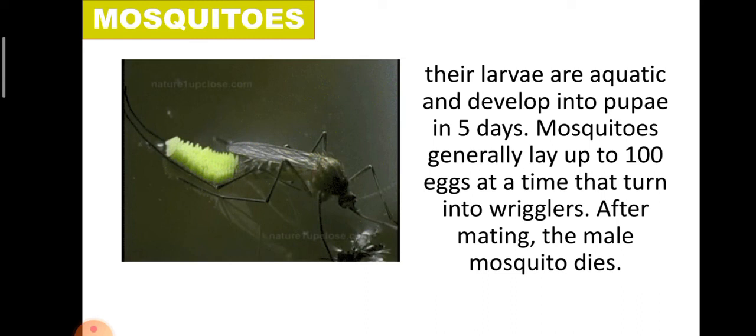And then, mabubuhay yung mga eggs na yan, lulubog yan. And then, parang naka-upside down ang mga wrigglers. Parang, sila, mga nakakapit sa tubig. After mating, the male mosquito dies, namamatay sila.